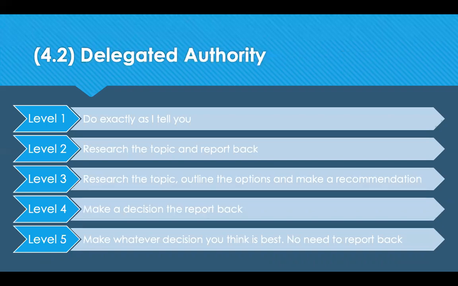With those rules and regulations comes a form of delegation, and that means the assignment of a responsibility or authority to another person. Michael Hyatt identified 5 levels of delegated authority. Level 1 is do exactly as I tell you, do not deviate. Level 2, go and research the topic, report back to me, I will make the decision. Level 3, research the topic, outline the options and make me a recommendation. Level 4, make a decision, report back. Level 5, make whatever decision you think is best, you don't need to report back to me. So have a think about the sorts of delegation authority you work within.